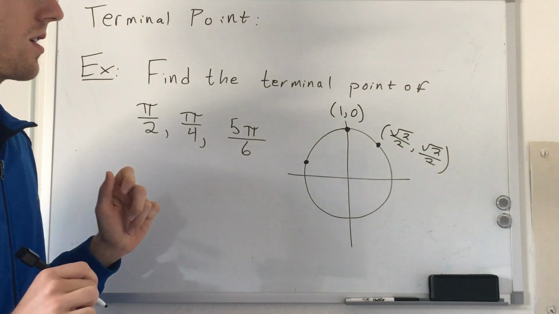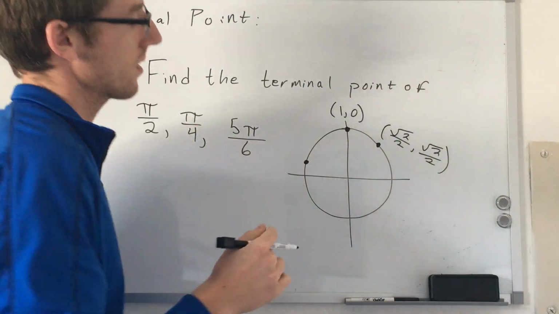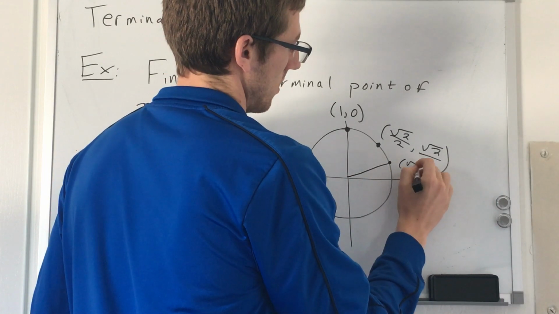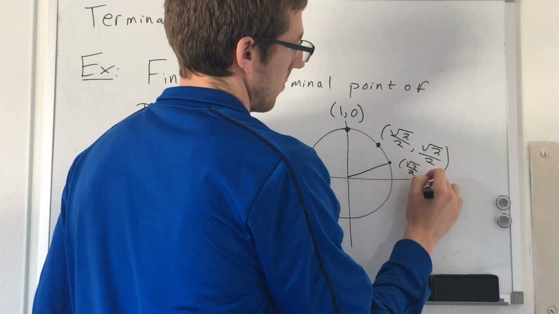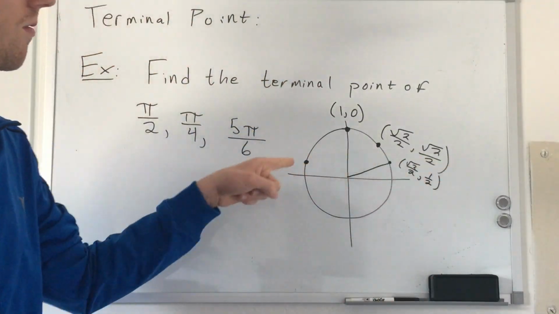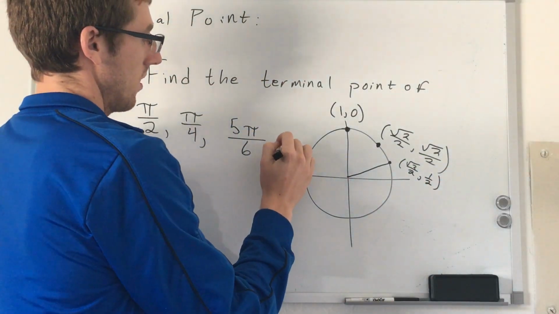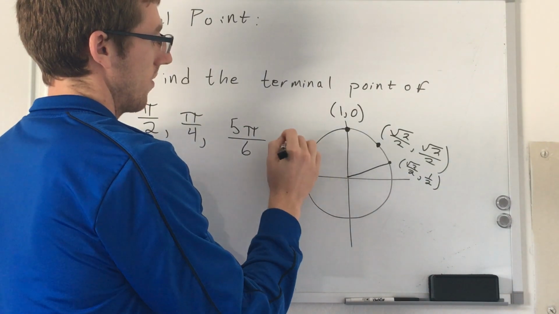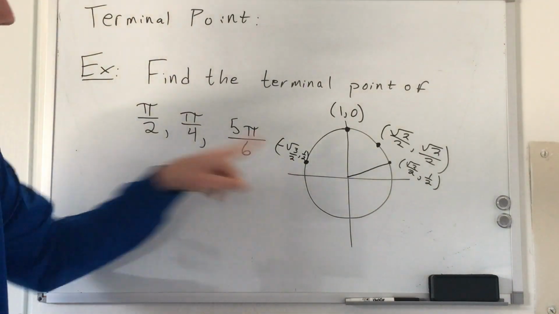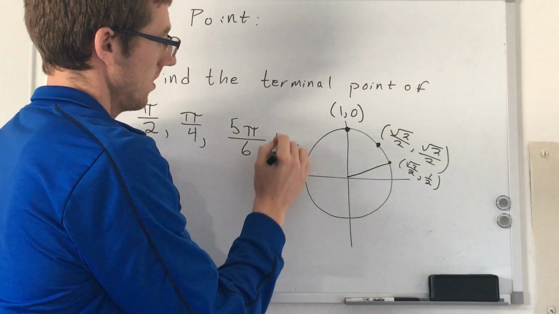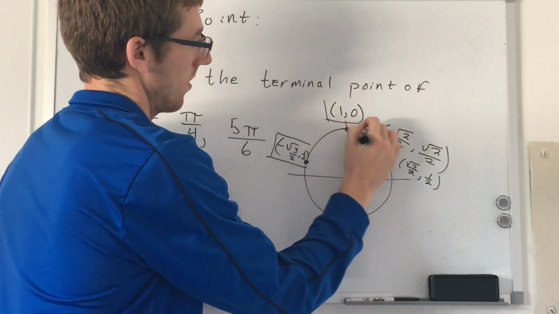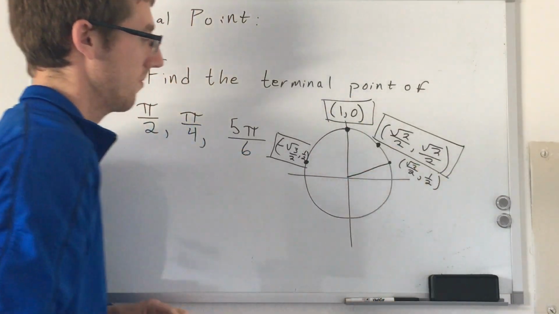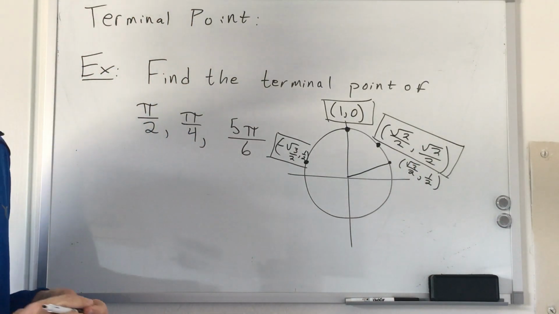And then 5π/6, you go, I have no idea what 5π/6 is, but I do know what π/6 is. So π/6 is (√3/2, 1/2). So I say, 5π/6 has got to be (-√3/2, 1/2), right? So that's my terminal point. So these are my answers here. It's just the values on the unit circle. Hopefully that makes sense.